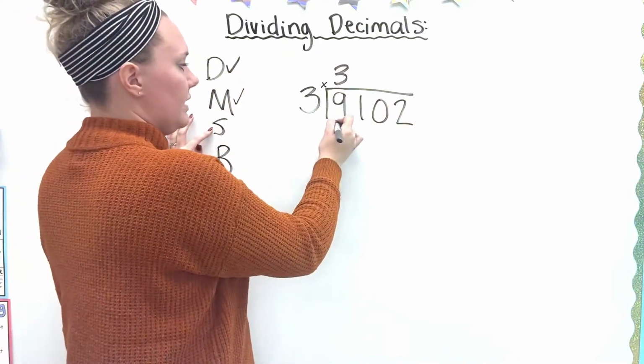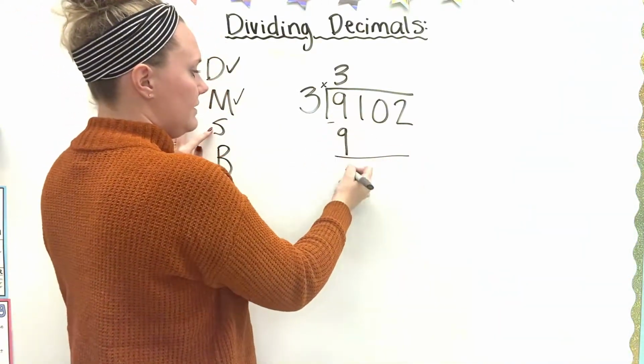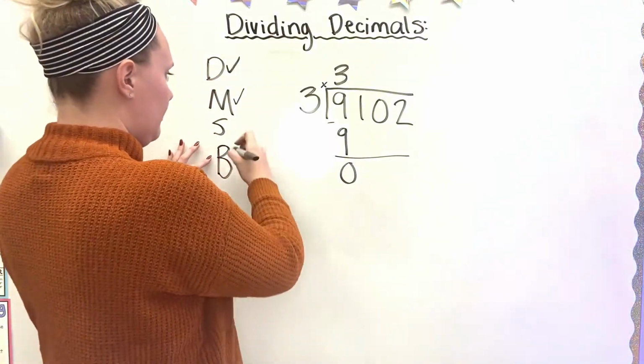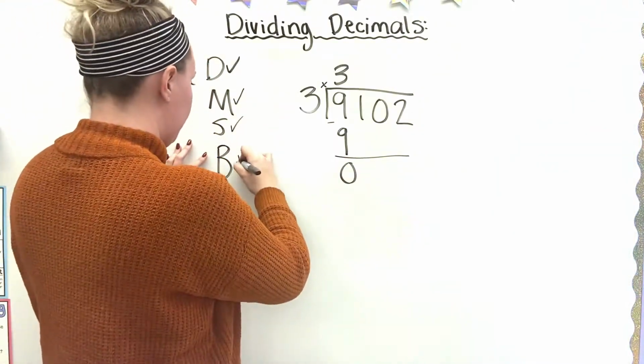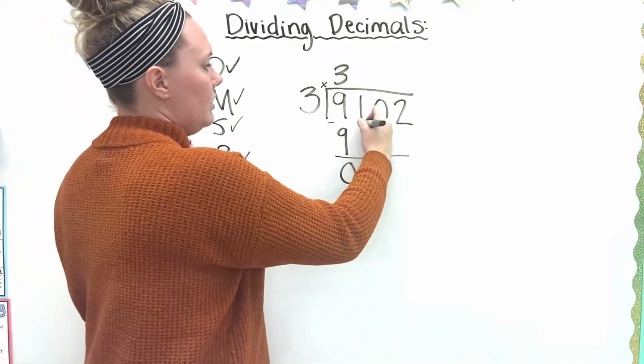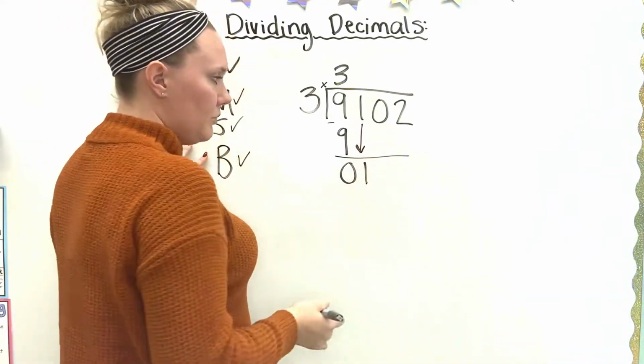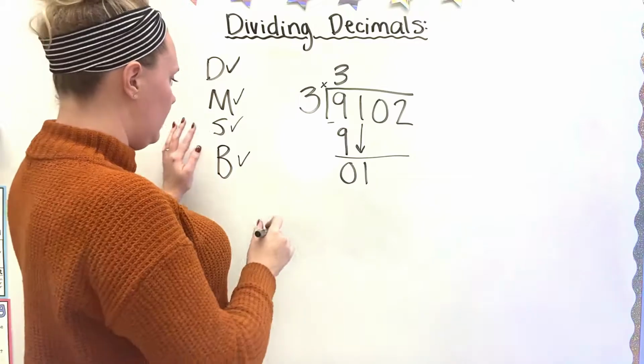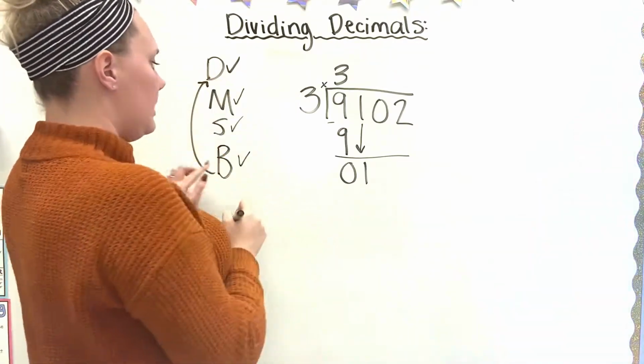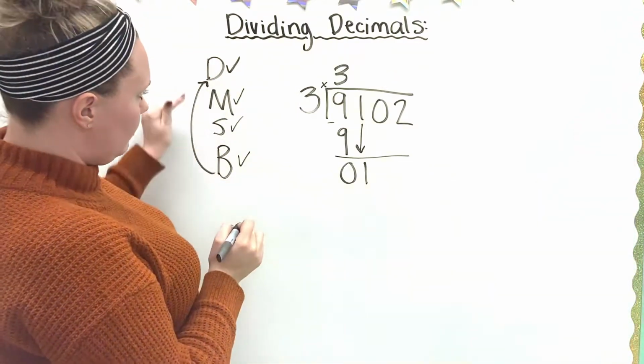Next I'm going to subtract. 9 minus 9, well, that's 0. And next, I'm going to bring down. Bringing down one number at a time, the number 1. Okay, now I have to go back up and redo my whole process again. It kind of goes in a little circle shape here.